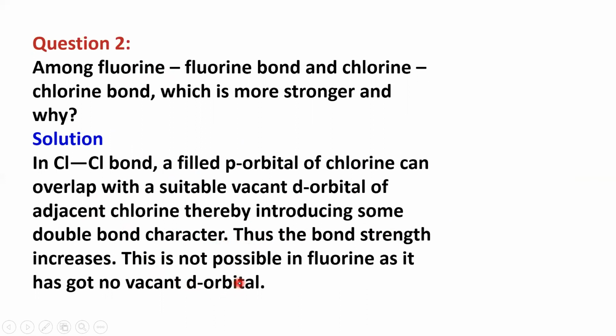Fluorine has no vacant d orbital and chlorine has a vacant d orbital, because its configuration is 1s2, 2s2, 2p6, 3s2, 3p5. After 3p we have 3d. That's why it has an empty d orbital. I'm writing the configuration of chlorine on the board. You can just see here.